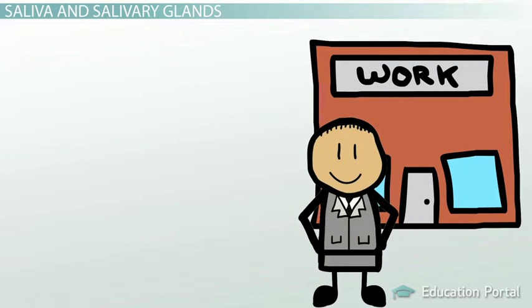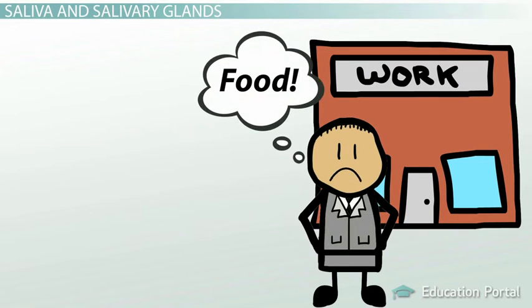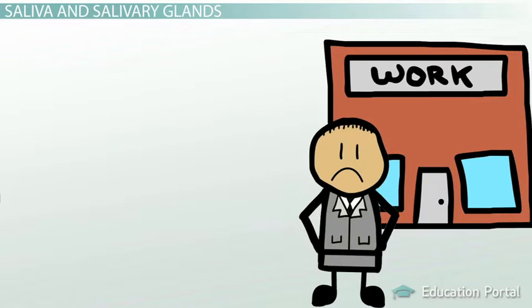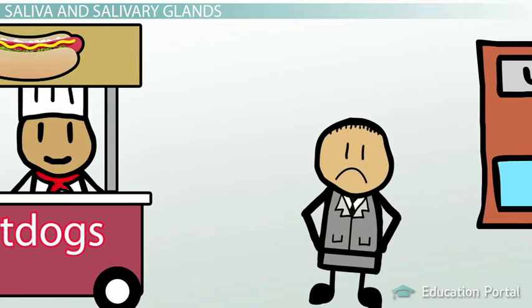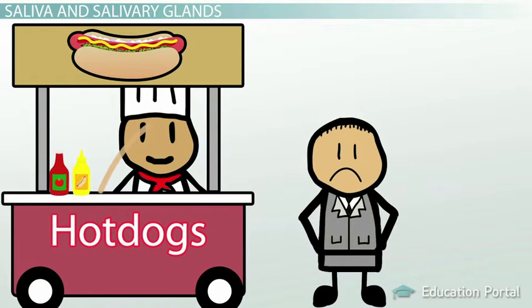To get a clear understanding of the mouth's role in the digestive process, let's follow Frank as he gets off of work. Frank just put in 8 long hours at work and is feeling very hungry. He decides to stop at the local hot dog stand for a deluxe hot dog with all the fixins. As Frank stands in line, he smells the delicious aroma of the piping hot dogs, and his mouth starts to water.